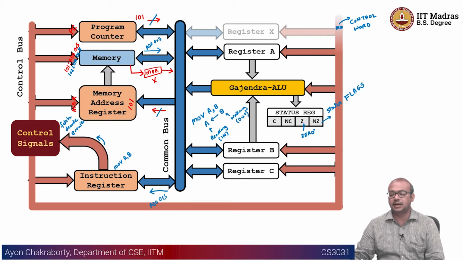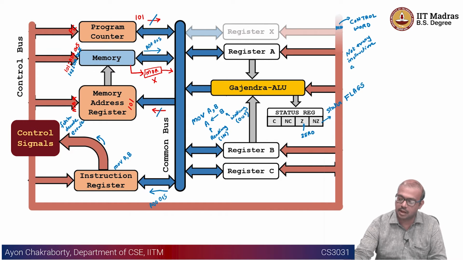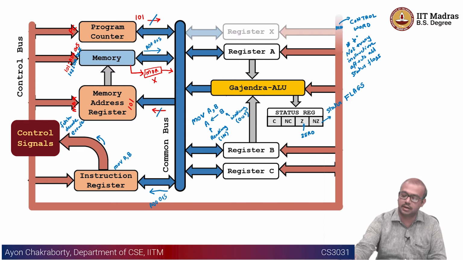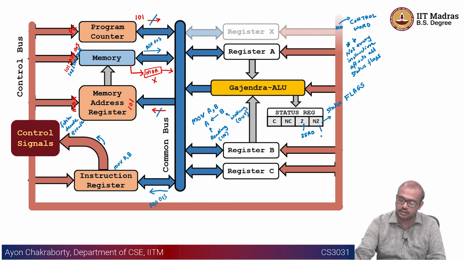And don't think that every instruction is going to affect the status flags. This is very important. Not every instruction affects all status flags. If you do a move instruction, say move a comma b, move a comma b has nothing to do with setting a status flag for 0 or not 0. NZ is not 0.